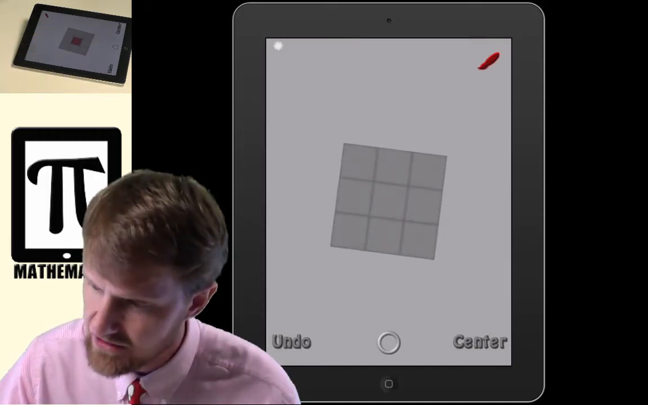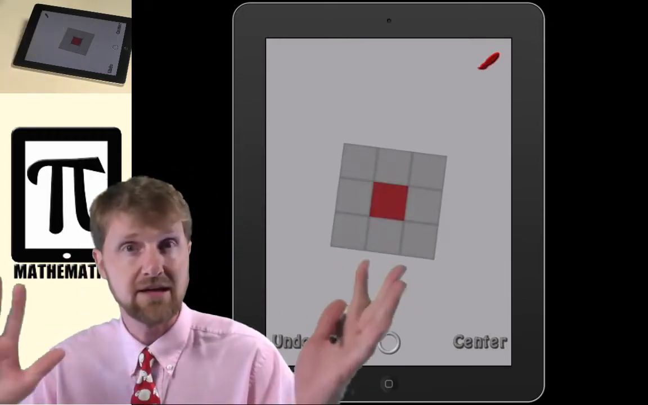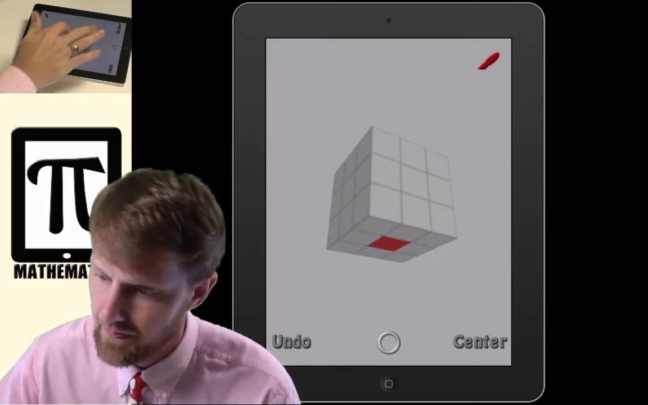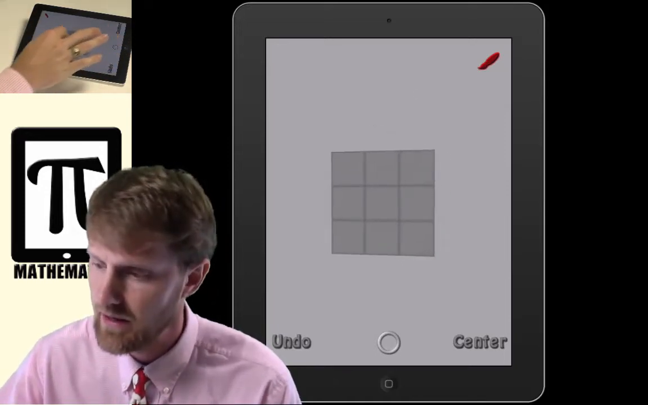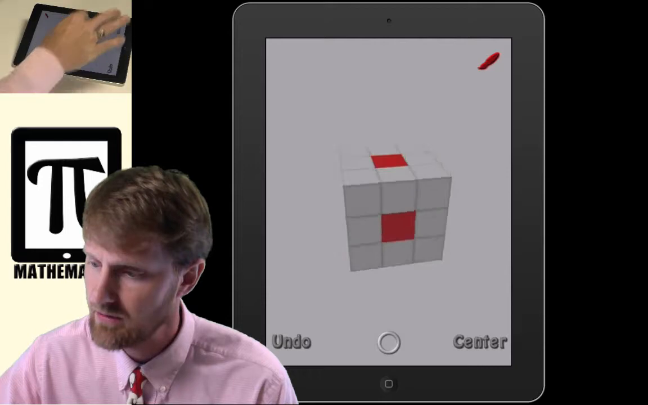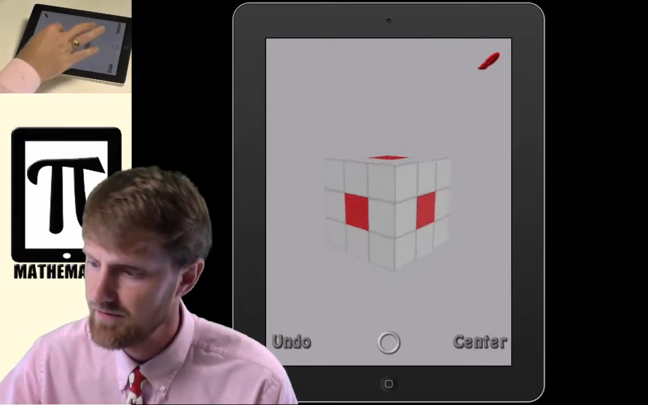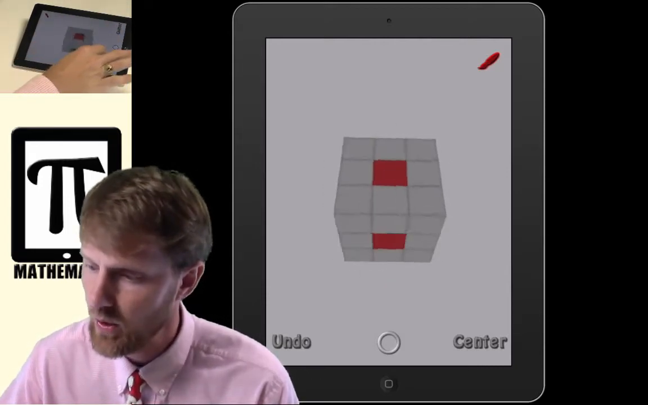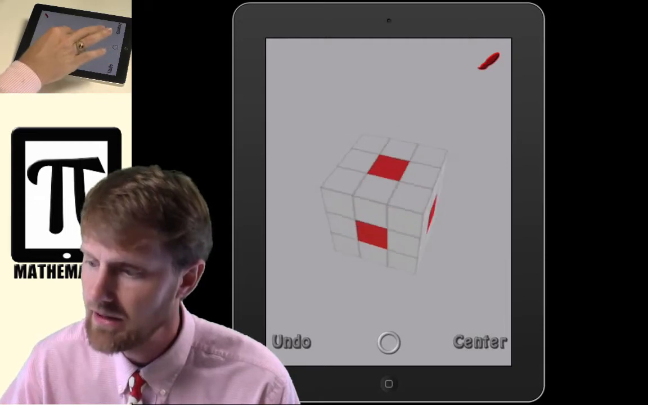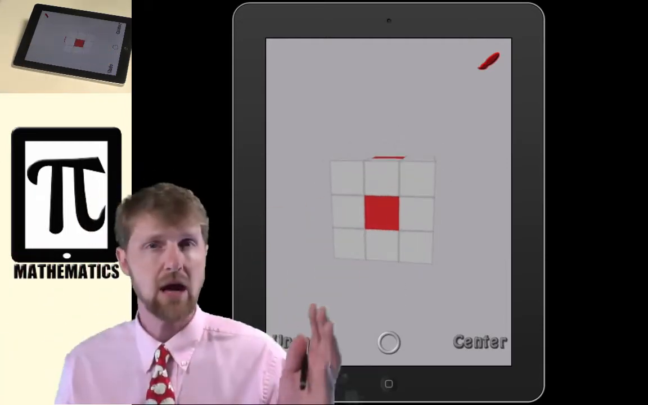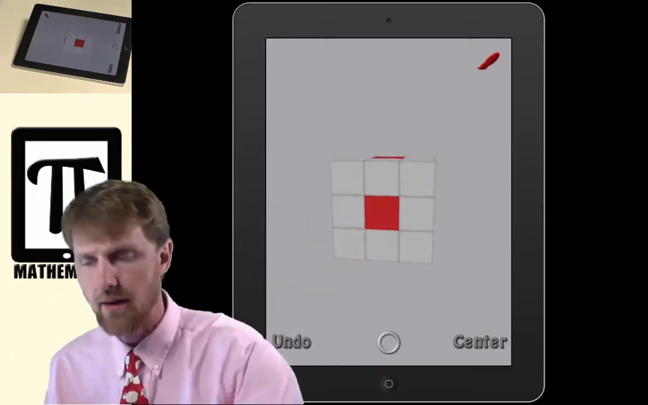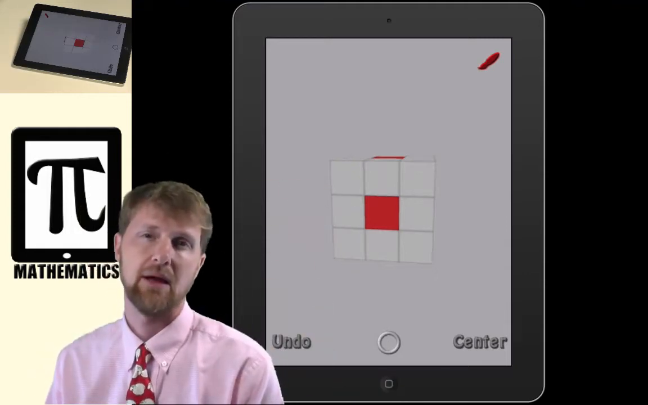And then this one only has one face painted red. This has one face painted red, and this one has one face painted red, and this one has one face painted red. So the question is, how many of these that are painted on the outside, when you break it up, only have one face painted red?